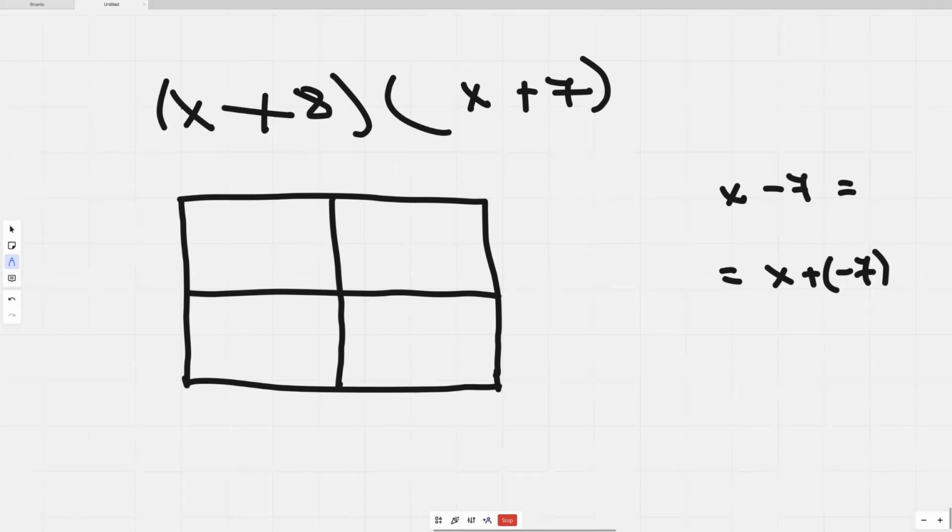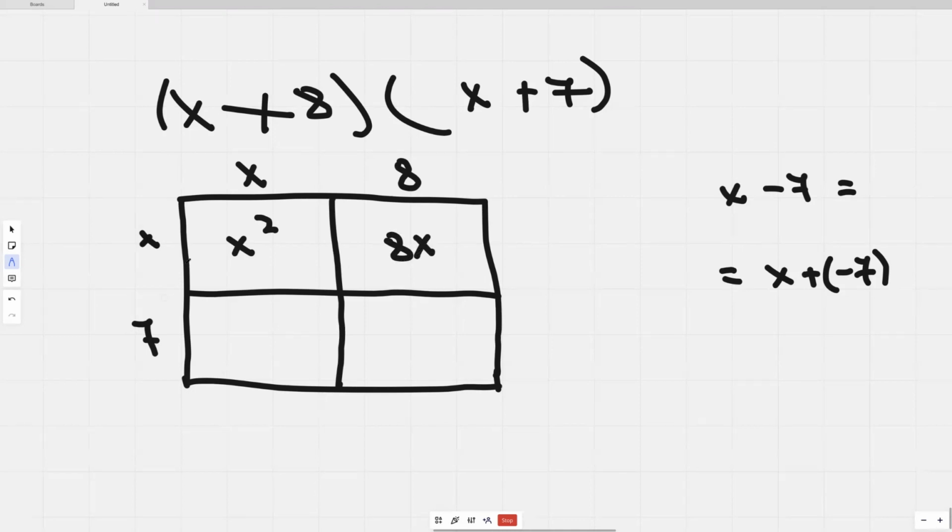And then our answer will be true. So the first thing is x for this bracket, and the second thing is 8. And then the first thing for this is x, and the second thing is 7. So that is enough. And then for each small rectangle we found here, we have to write the multiplication of 2 terms. So for the first small rectangle, x multiplied by x is equal to x squared. And then for the second one, x multiplied by 8 is equal to 8x.